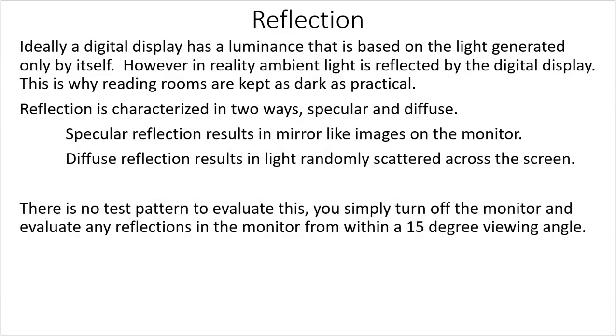Reflection. Ideally, a digital display has a luminance that's based on the light generated only by itself. However, in reality, ambient light is reflected by the digital display. This is why reading rooms are kept as dark as practical. Reflection is characterized in two ways, specular and diffuse. Specular reflection results in mirror-like images on the monitor. Diffuse reflection results in light randomly scattered across the screen.